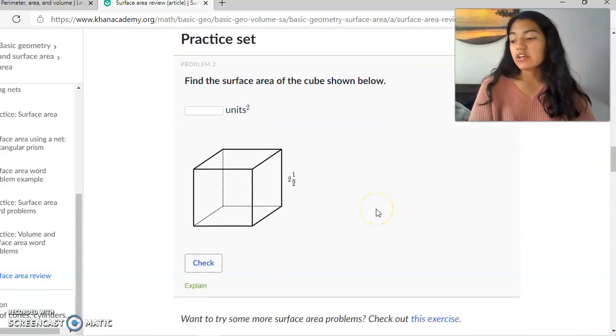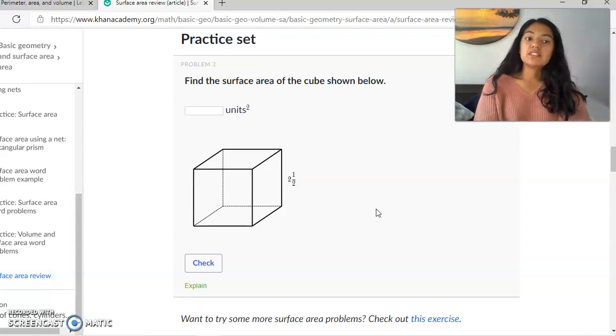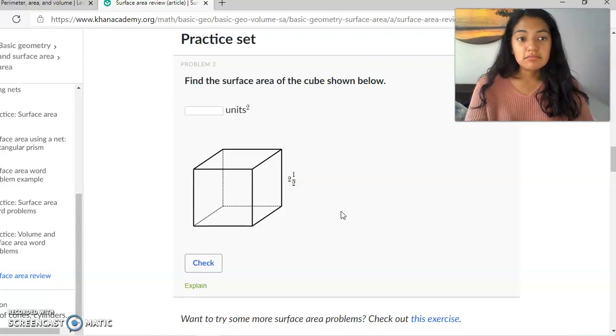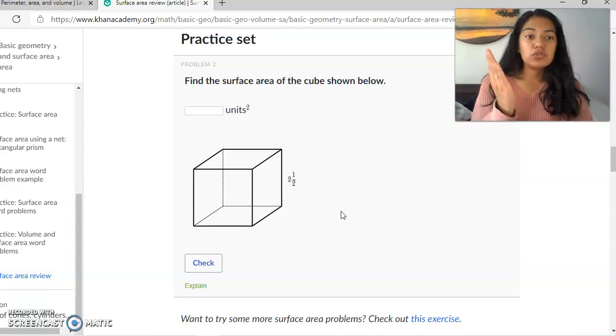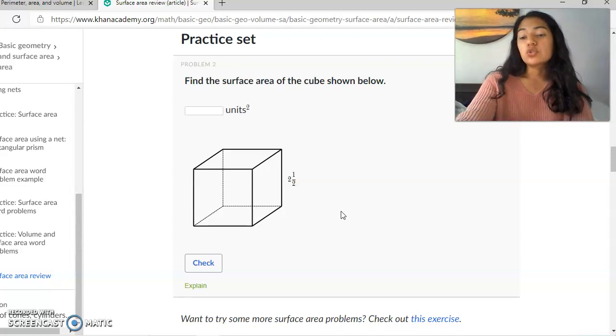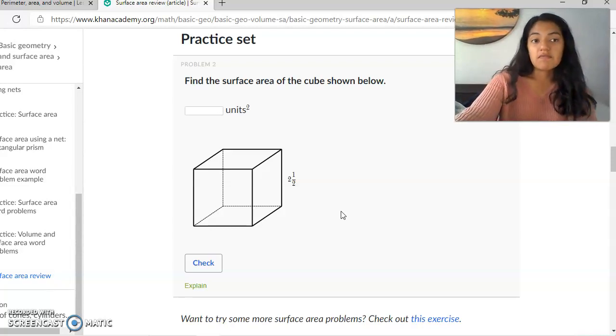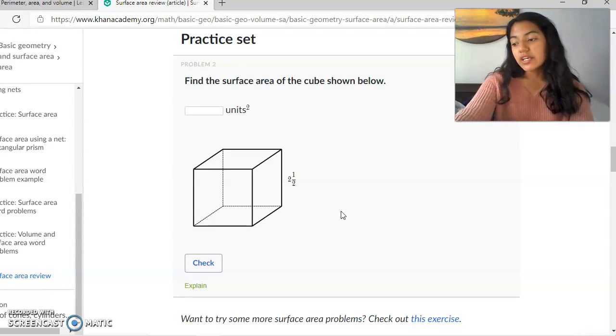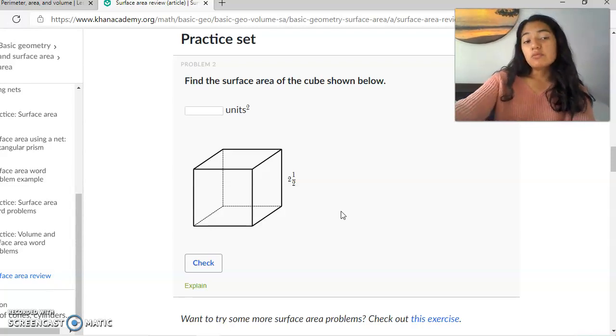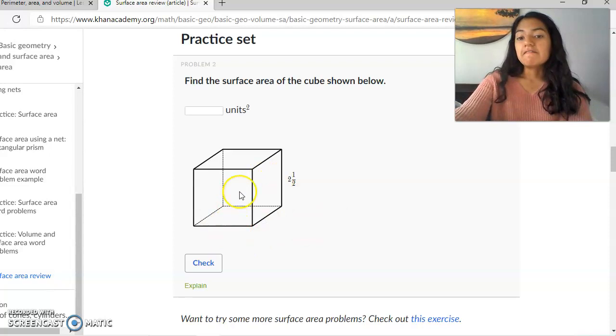So to find the surface area of the cube, you need to find first the area. So you need to do side times side. So we know for a cube, all the sides are equal. So 2 1/2 is the length of one side. When you multiply that to itself, because you need to do side times side, you get 25/4. That is your area. After you get your area, you have to then multiply it by the number of faces you have in your cube.